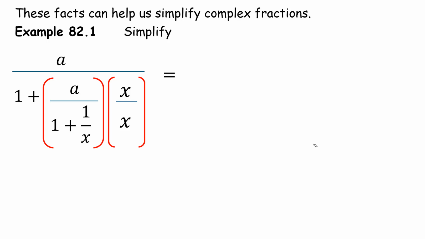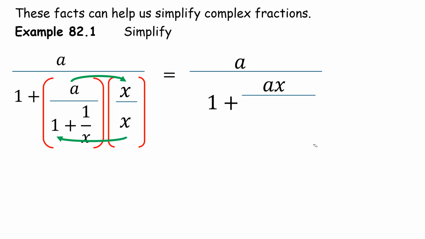Just this part. All right, so the a on top stays where it is. The 1 stays where it is. I'm not messing with those yet. I'm just dealing with this one fraction, a over 1 plus 1 over x. I'm going to multiply the numerator of this fraction by x. So I'm going to get a times x, which is ax. And then I'm going to multiply the denominator of this fraction, 1 plus 1 over x, also by x.